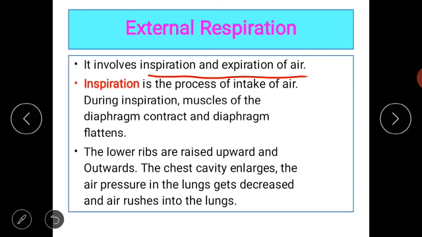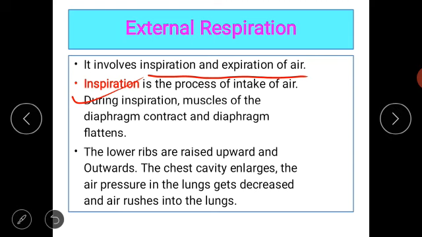Inspiration and expiration. What is inspiration? Inspiration means when we inhale the air inside our lungs, that process is called inspiration. As per the text, inspiration is the process of intake of air. During inspiration, the muscles of the diaphragm contract and the diaphragm flattens. So when we take air inside, the diaphragm becomes flat. The diaphragm is a muscle present below the lungs.